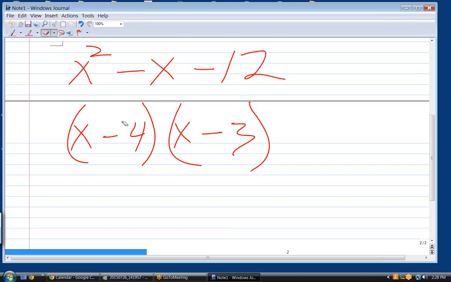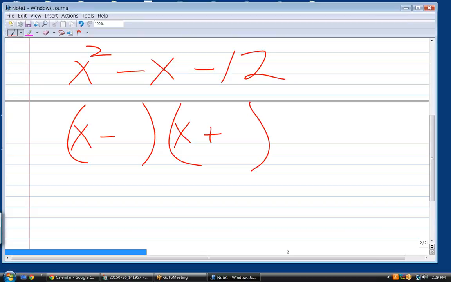So when I'm doing the process in reverse, when I see that negative sign, I know these have to be opposite. One has to be negative, one has to be positive. That's step 2. Step 3. Verbalize it.